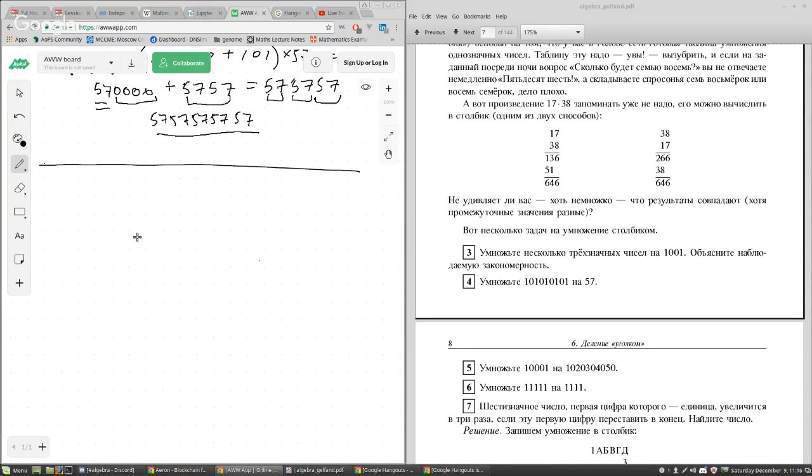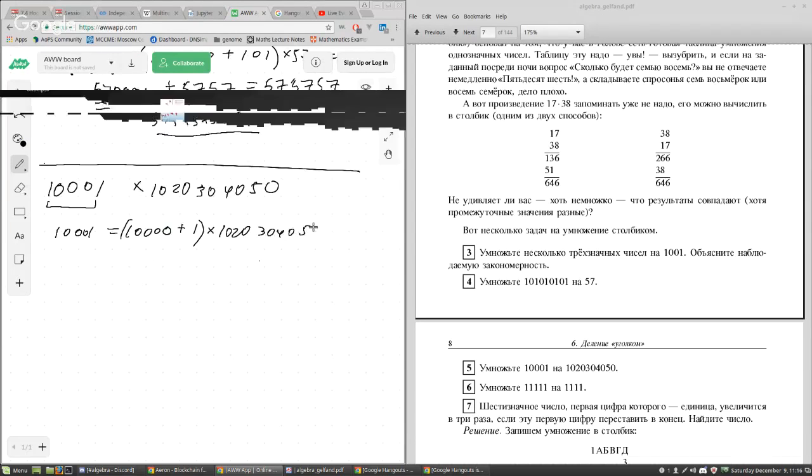So number 5 says, take the number 10001 and try to multiply it by 10203040 4050, and see what you get. Okay, so what have we learned here? We've learned that when we see expressions like this, we can invoke our distributive property and rewrite them. We can rewrite this number here as 10,000 plus 1. Now this is being multiplied by 10, 20, 30, 40, 50.